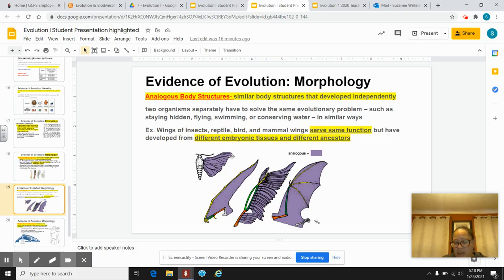A moth is an insect. It has no bones. Okay. A bat is a mammal. It has bones. All right. And if you look at the pterodactyl, it has sort of like a membrane here. A bird has feathers. It's clearly not made out of the same materials or even in the same order. Okay, so same function, flight, but different tissues, different ancestors, analogous, different.